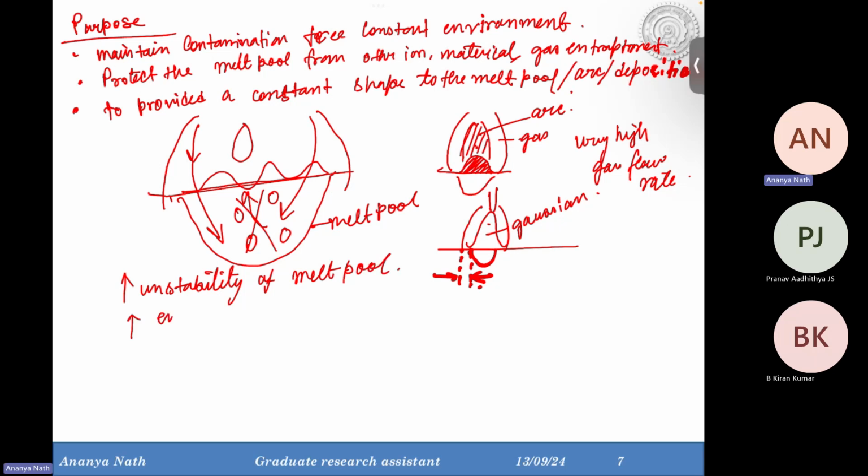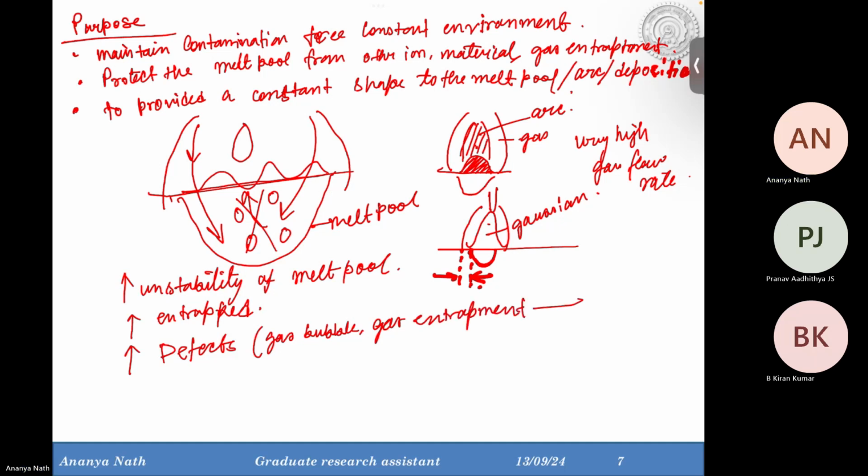It will get entrapped inside the melt pool and will form defects like gas bubbles, gas entrapment. So actually, these give rise to porosity in the deposited track. So this is why you should not have the gas flow rate higher than the optimal.